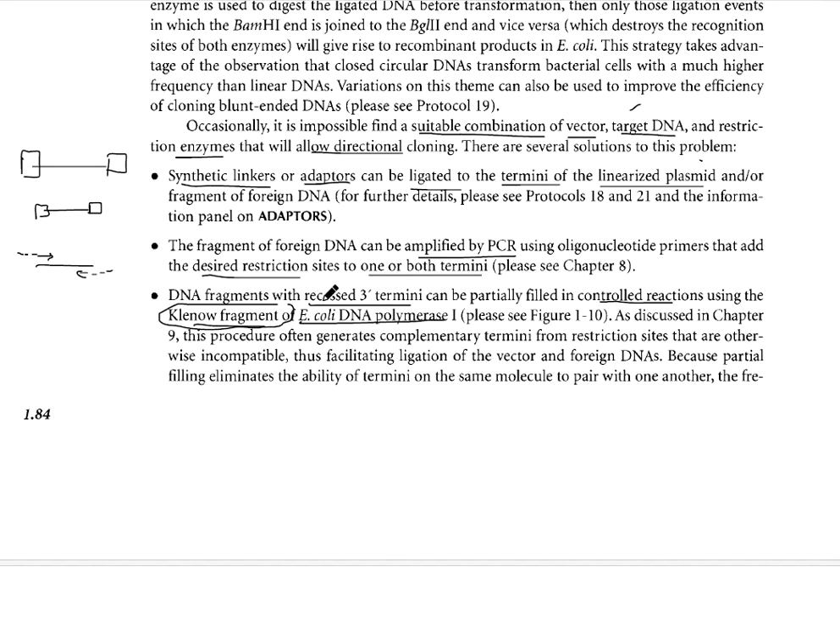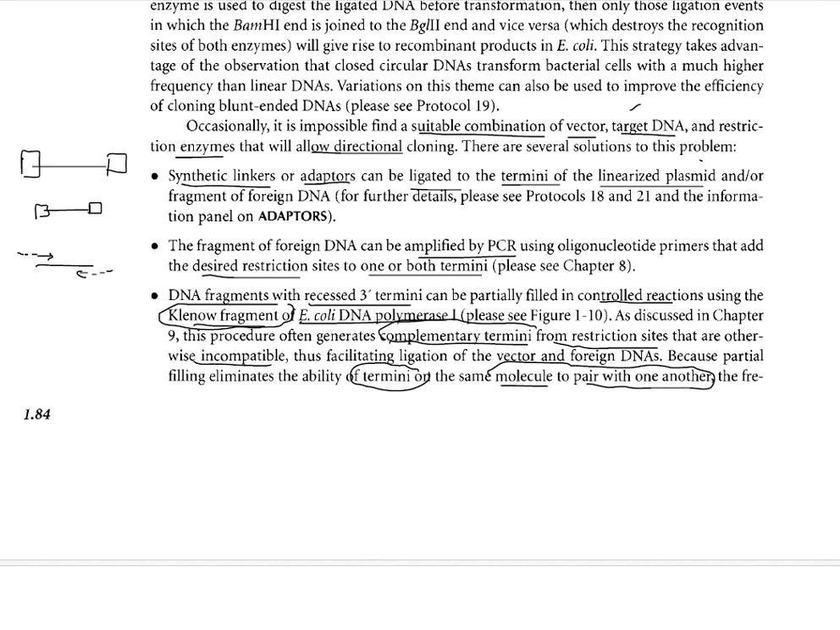So when we use the Klenow fragment at the 3' end, this process will generate complementary termini from the restriction site that would otherwise be incompatible. Partial filling of this 3' end will eliminate the ability of the termini on the same molecule to pair with one another. Okay, so the termini on the same side of the molecule will not pair with each other.